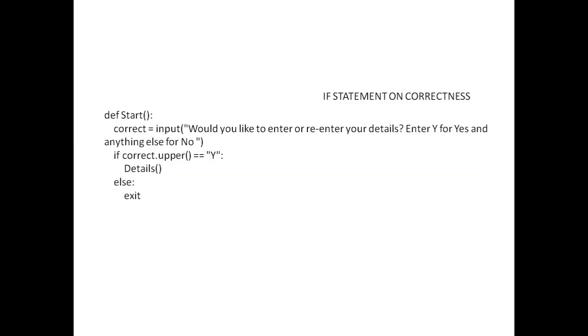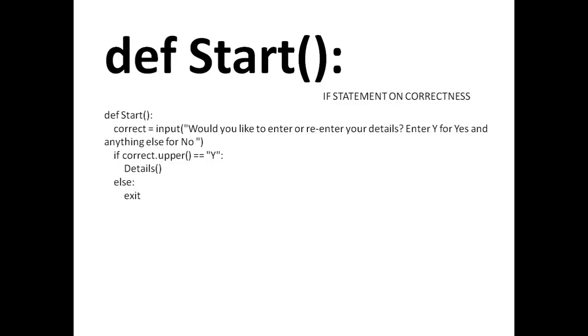Then we've got our start function for correctness. The user's asked if they would like to enter employee details. And then if you say yes, it starts the function for the details. Otherwise, it exits. It's as simple as that.